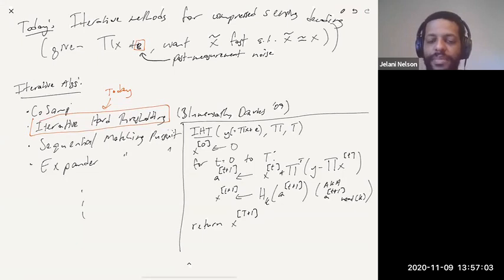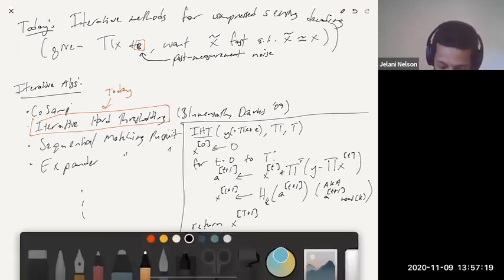Okay. So good. Does the code make sense and does the intuition make sense before we actually do a formal analysis? Okay, so good. Let's get on to a formal analysis then. Can I ask a question?